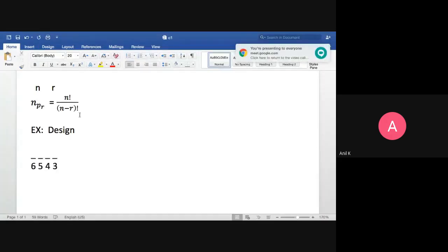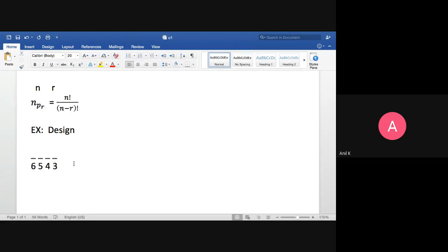Okay. Here, out of 6 letters, I have to make a 4-letter word. So for the first place, out of the 6, I can use any one of the letters, so 6 options are there. In the next place I have 5 options, next place I have 4, next place I have 3.